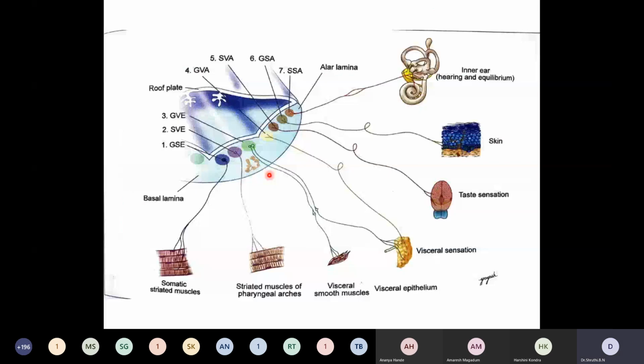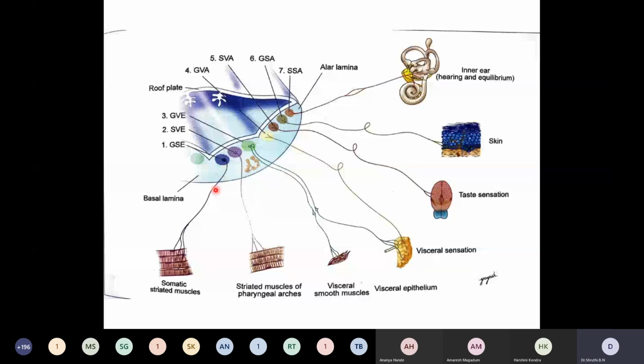What is the function of all these columns and why have they segregated? That is your next question, right? So here, this is the midline, and as I said, this is the roof plate of the rhombic lip that is widened, and here you have the sulcus limitans. That is the one which is differentiating the basal lamina from the alar lamina. So we'll begin from here. The first, medial-most here, is general somatic efferent. We call it GSE. GSE is the general somatic efferent that lies in the basal lamina towards the midline.